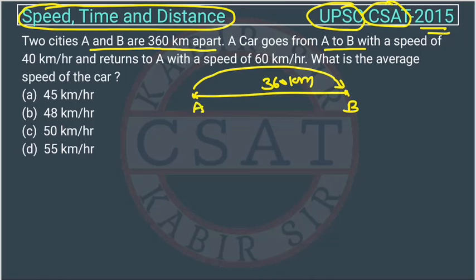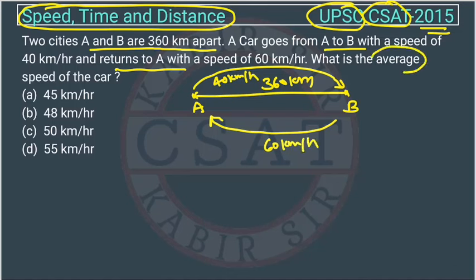At what speed? 40 km per hour, right? And then it returns, coming back to A with a speed of 60 km per hour. So what is the average speed of the car? They are asking for the average speed.